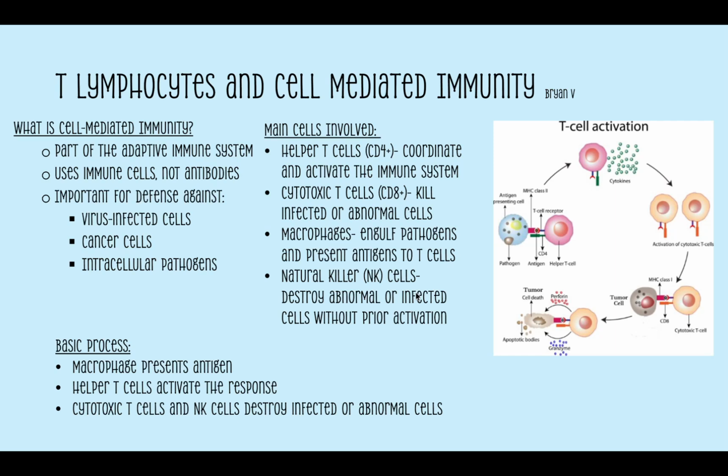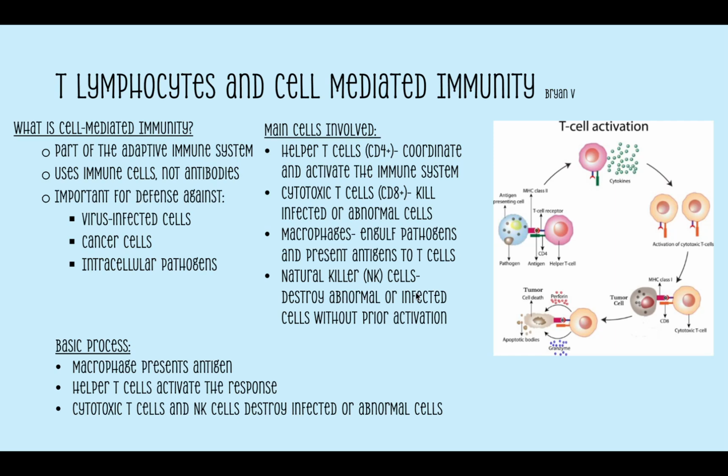The cytotoxic T cells then go out into the body and look for the cells that are infected or abnormal and displaying the same antigen. When they find one, they bind to it and release substances that trigger apoptosis, or programmed cell death, which destroys the infected or cancerous cells in a controlled way. At the same time, macrophages continue to help by engulfing pathogens and cleaning up debris, and NK cells also kill abnormal cells without needing prior activation.